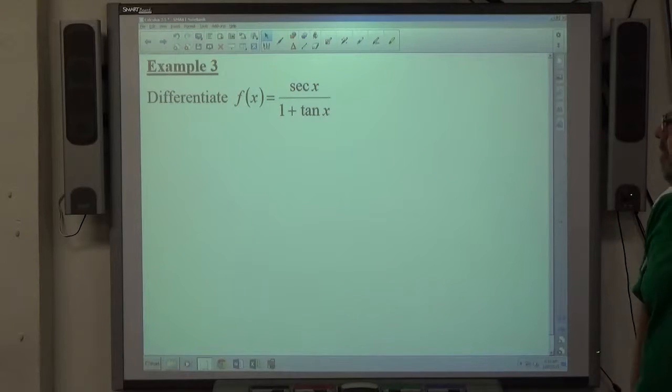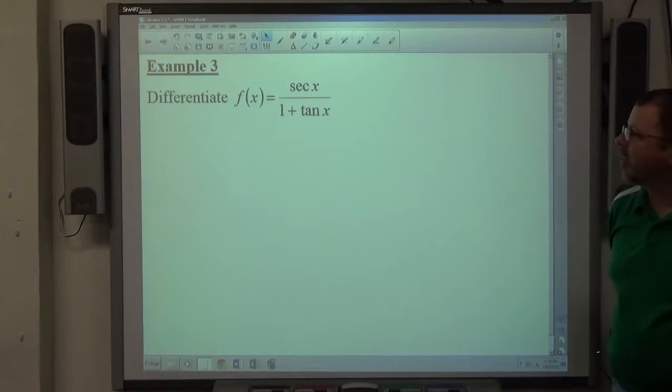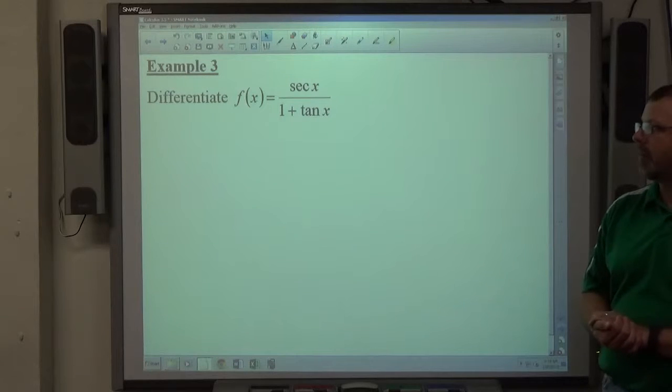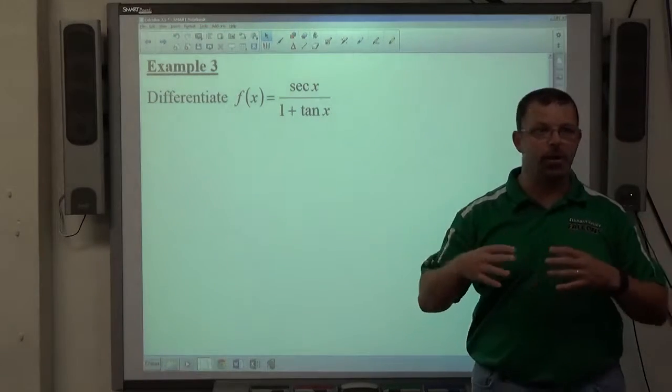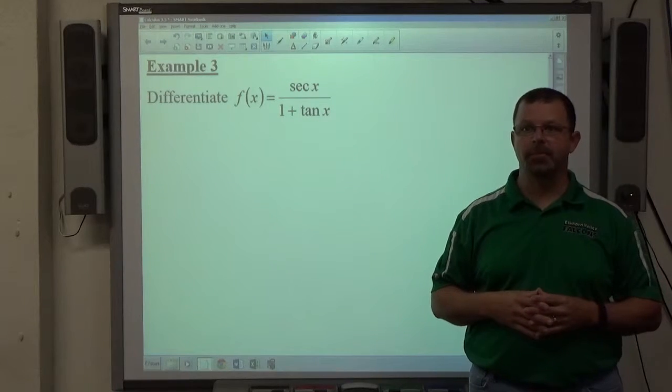Okay, for example, 3. f of x equals secant of x over 1 plus tangent of x. This is the easiest kind of one to do. It's a quotient, obviously a quotient, right? One thing you can establish with trigonometric functions, back in chapter 3.3, we did a bunch of algebraic manipulation to make the problem simpler, right?